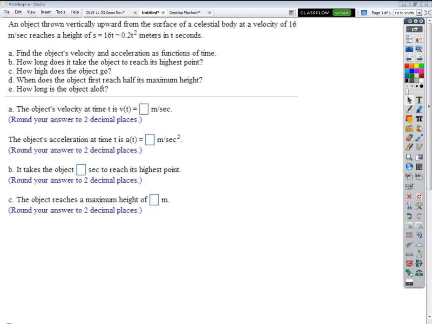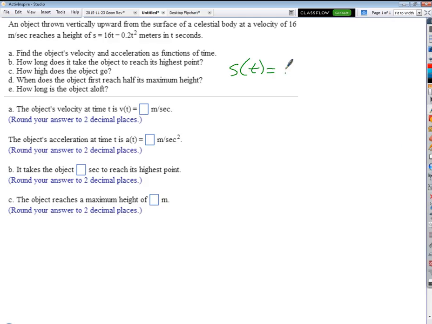Okay, so let's have a look at this real quick. They want us to answer a bunch of questions about kinematics, velocity, acceleration, height, etc. So they're giving us the function, this is the height function, right? Right here. S of t equals 16t minus 0.2 t squared. And we've got to answer some stuff.